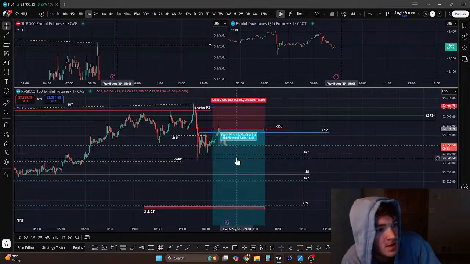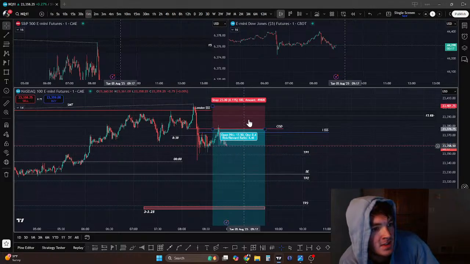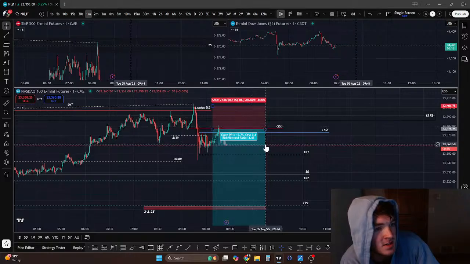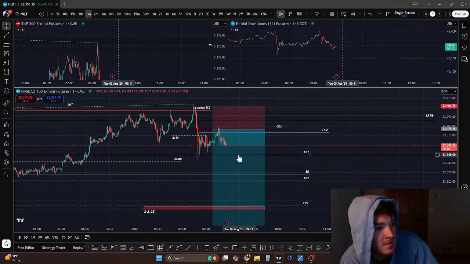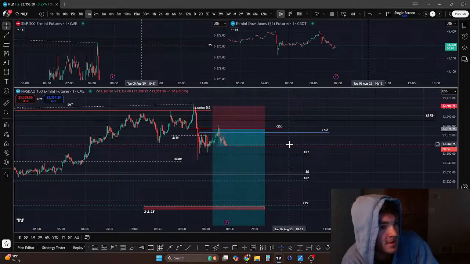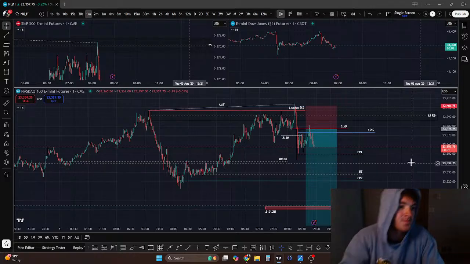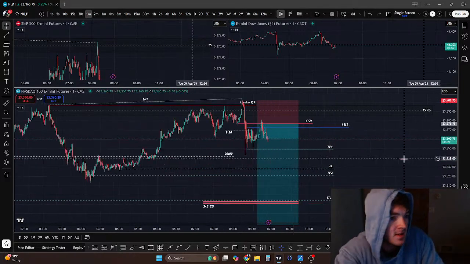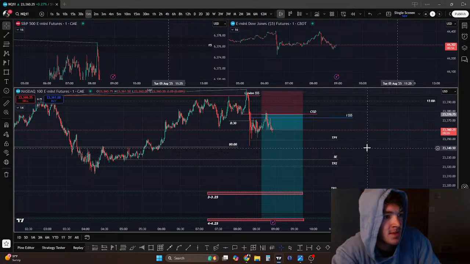So if TP1 gets hit, and then it hit stop loss, I'd suffer essentially only half a loss, because one contract would have hit TP1 and the other ones would have hit stop loss. Actually, because of the LRLR, I do think trailing here makes sense. So I'll probably trail. I'll do TP.